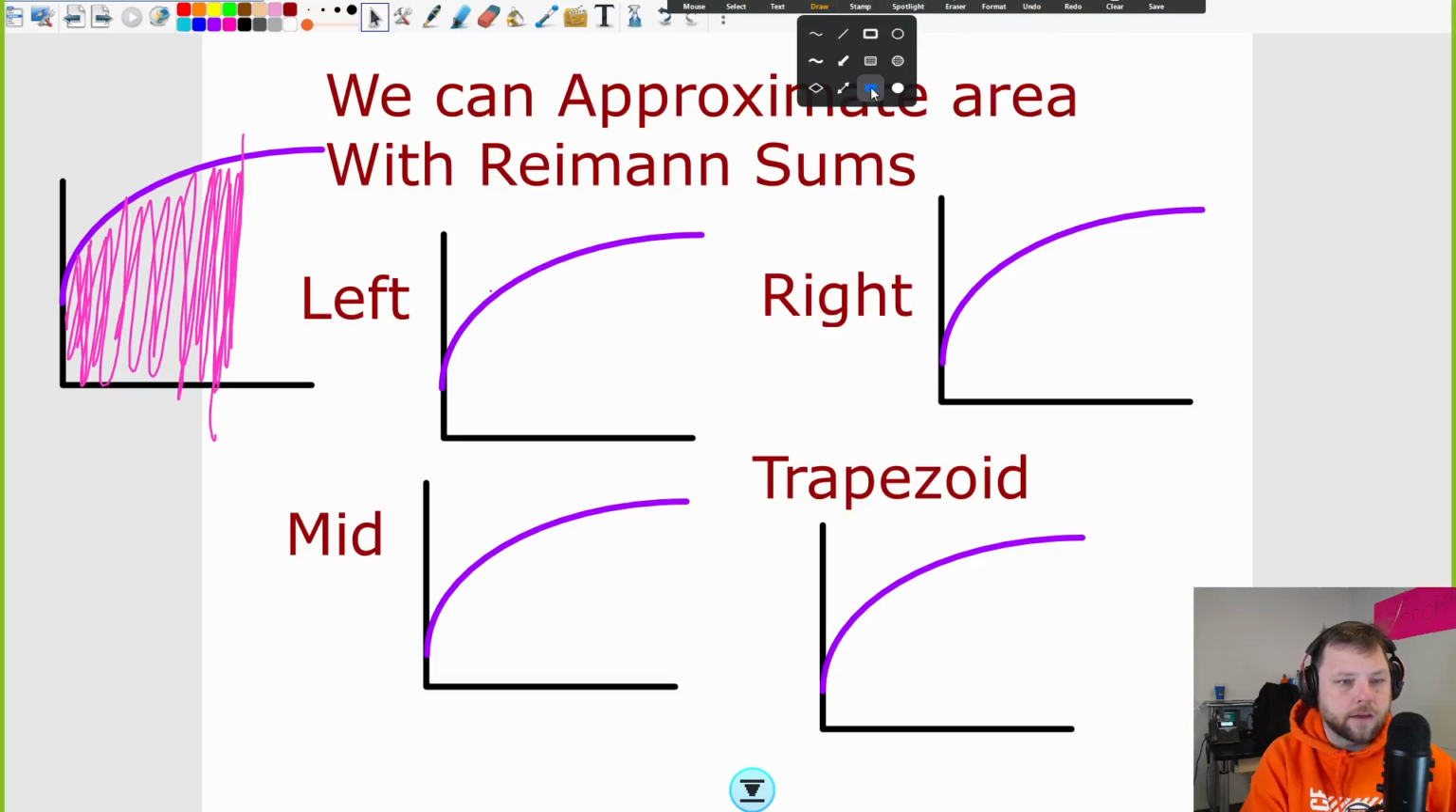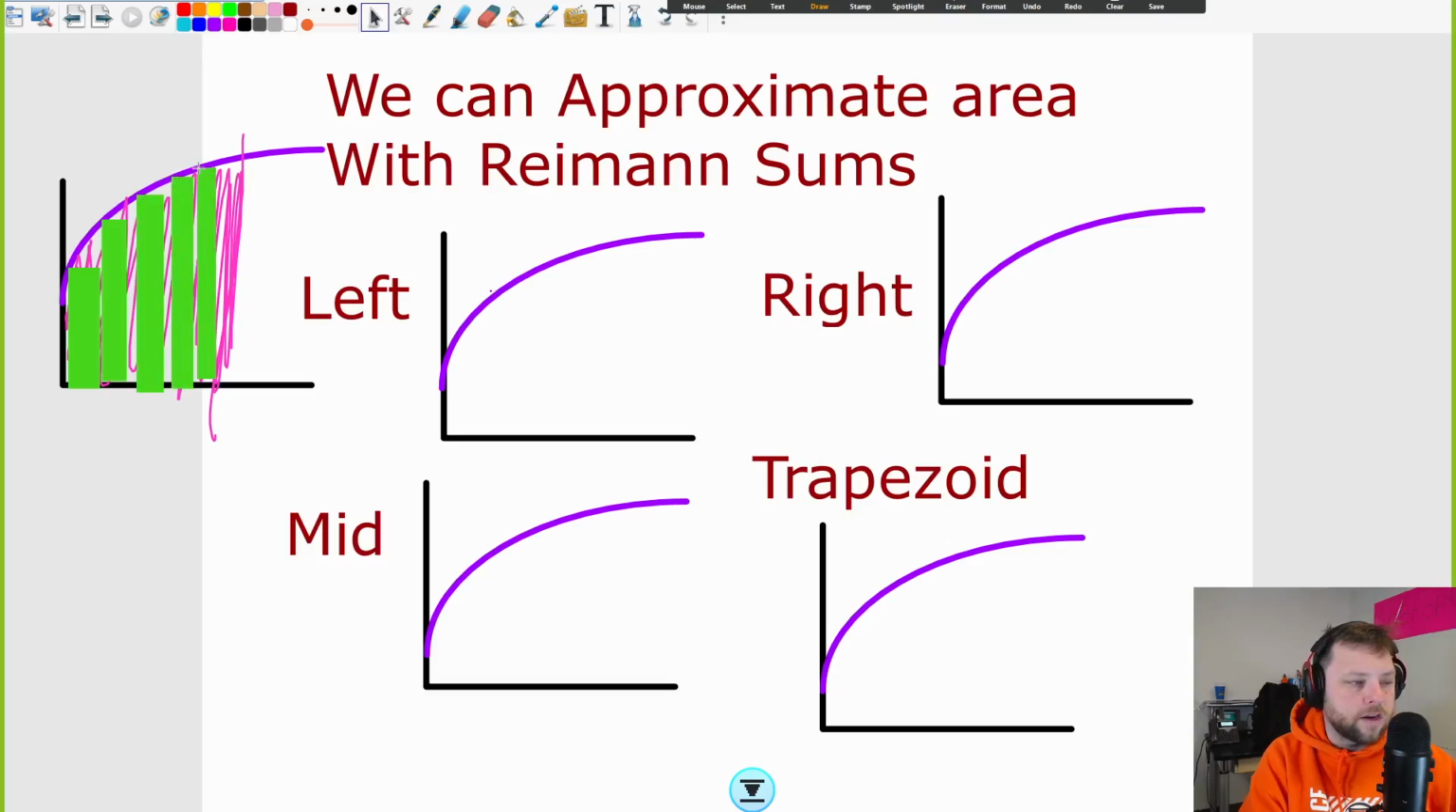So I can do like boxes. The idea is you're drawing a bunch of boxes, of rectangles. And then you know the area of a rectangle is length times width, and you can approximate the curve. So there's different ways we approximate it.